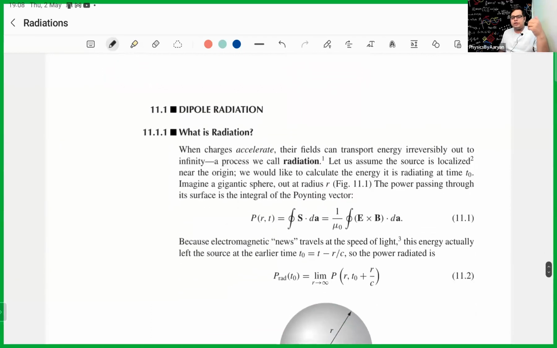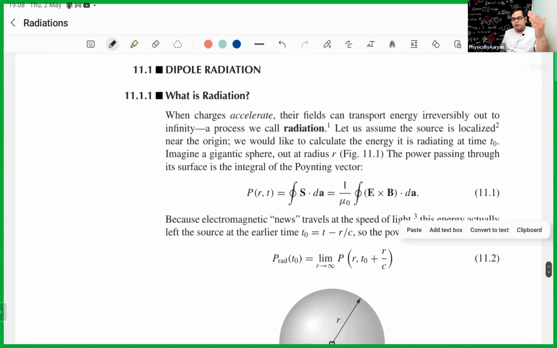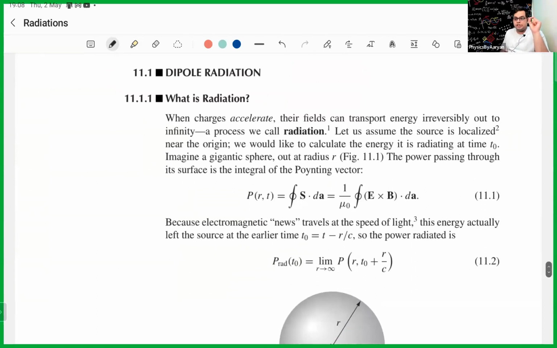Today's idea will be to understand what radiation is and then go to very particular cases in this chapter. We will be covering from Griffiths, but only the part which is important, or I will be translating this book very efficiently to you. So let's see what radiation is. Just one paragraph we will pick from here.